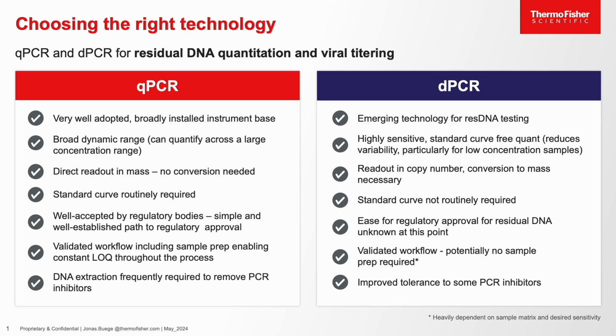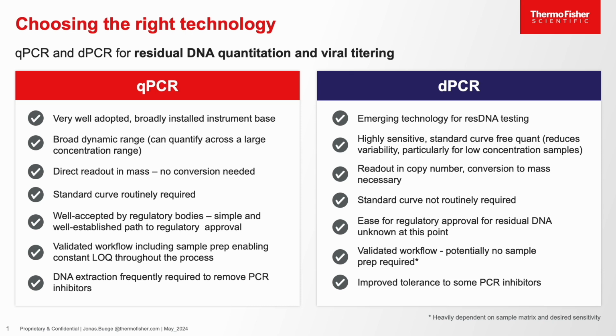All that said, how to choose the technology to use for residual DNA and titer assays. dPCR is still somewhat emerging, where qPCR is very well adopted, also in the minds of regulatory agencies. qPCR offers a very broad dynamic range, whereas digital PCR shines with high sensitivity and no need for standard curves. For residual DNA specifically, qPCR offers a readout in mass, whereas digital PCR readouts require a conversion from copy number to mass. We touched base on the standard curve requirements already, as well as on the regulatory perspective.